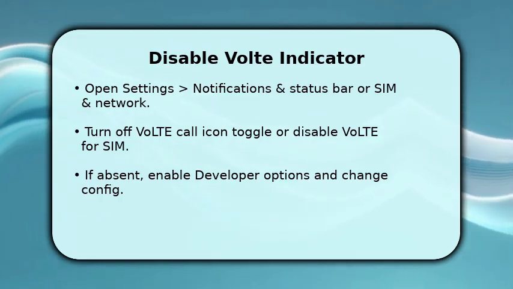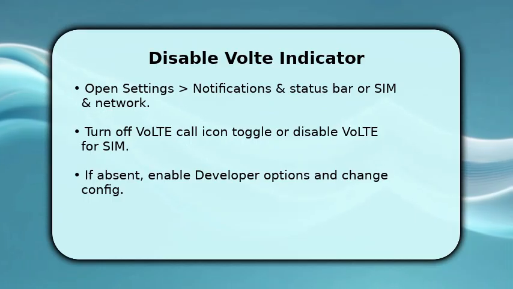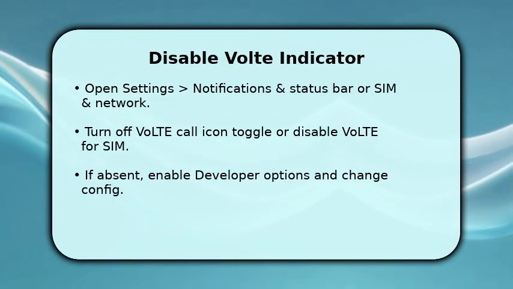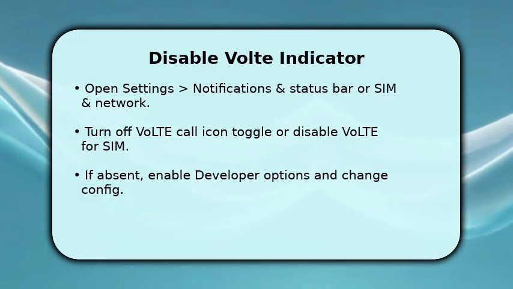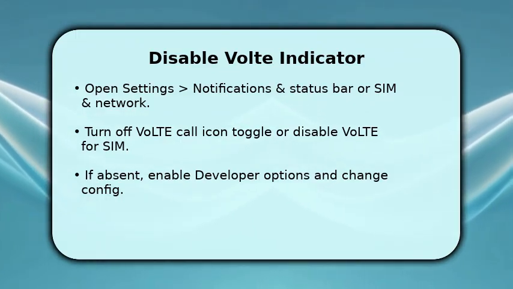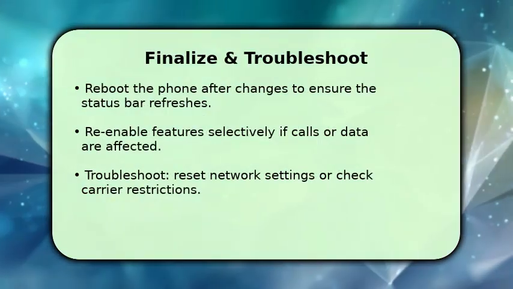If you don't see those options, enable developer options by tapping build number 7 times, return to developer options, and look for status bar customization. Finish by rebooting the phone so the status bar fully refreshes and the VoLTE icon disappears.